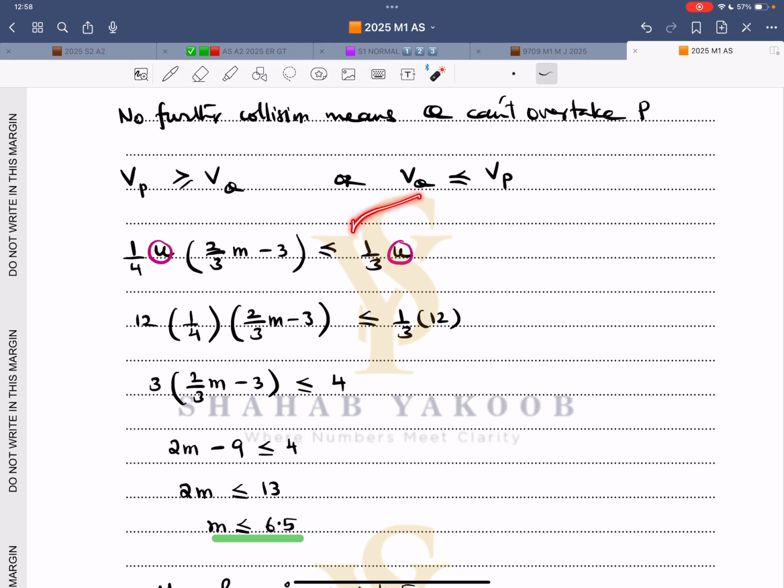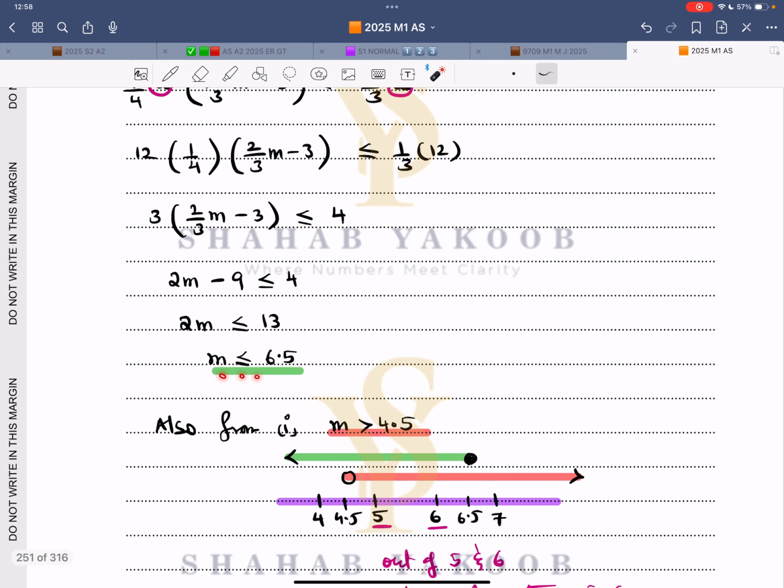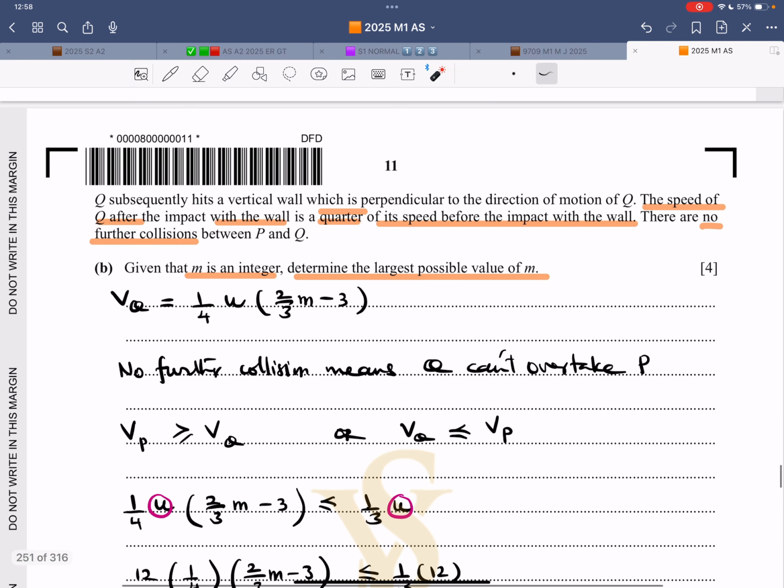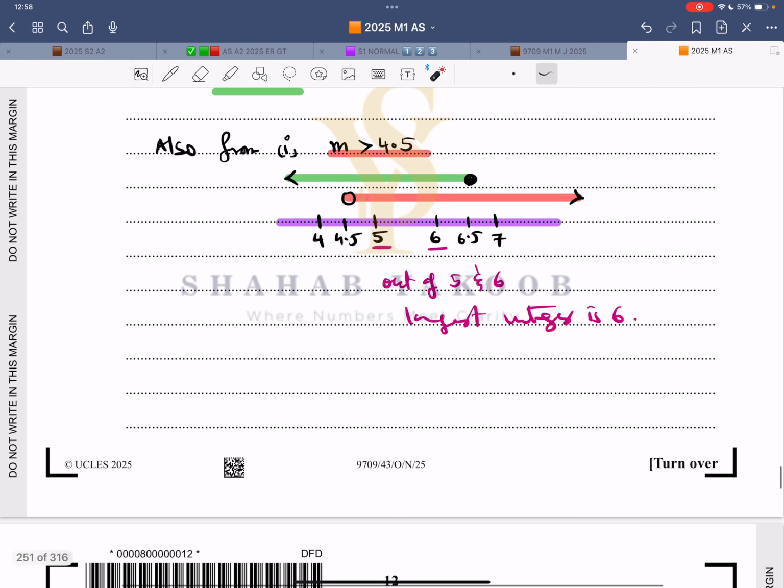So now if I use this one, 1/4 u, 2/3 m minus 3 lesser than or equal to 1/3 of u. Cancel out the u, do the working, do the math. M is lesser than or equal to 6.5. Also from part 1, now this is a beautiful correlation. Also from part 1, m is greater than 4.5. So it's moving in this direction, it's moving in this direction. There are two possible values, that is 5 and 6, but they have asked us the largest possible value. So out of these two, which is the largest integer value? That is 6.